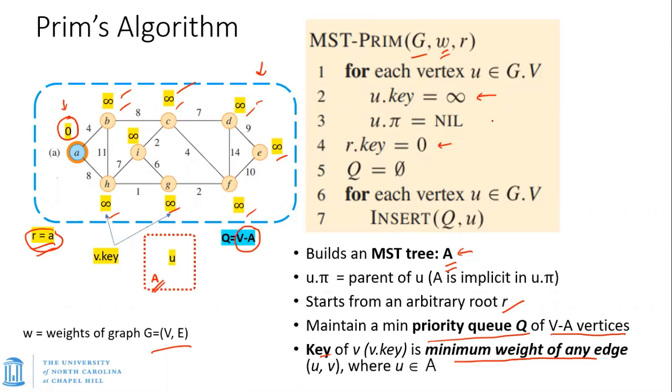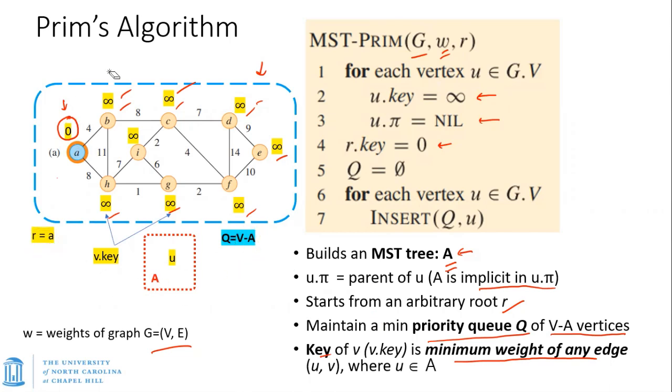We're also going to maintain the parents of every vertex. Essentially that's how the set A is going to be maintained. It's not going to be explicitly maintained, but it's going to be implicitly maintained, in the sense that for every vertex there's going to be a parent. And that's how we're going to figure out what the minimum spanning tree is. So so far so good.